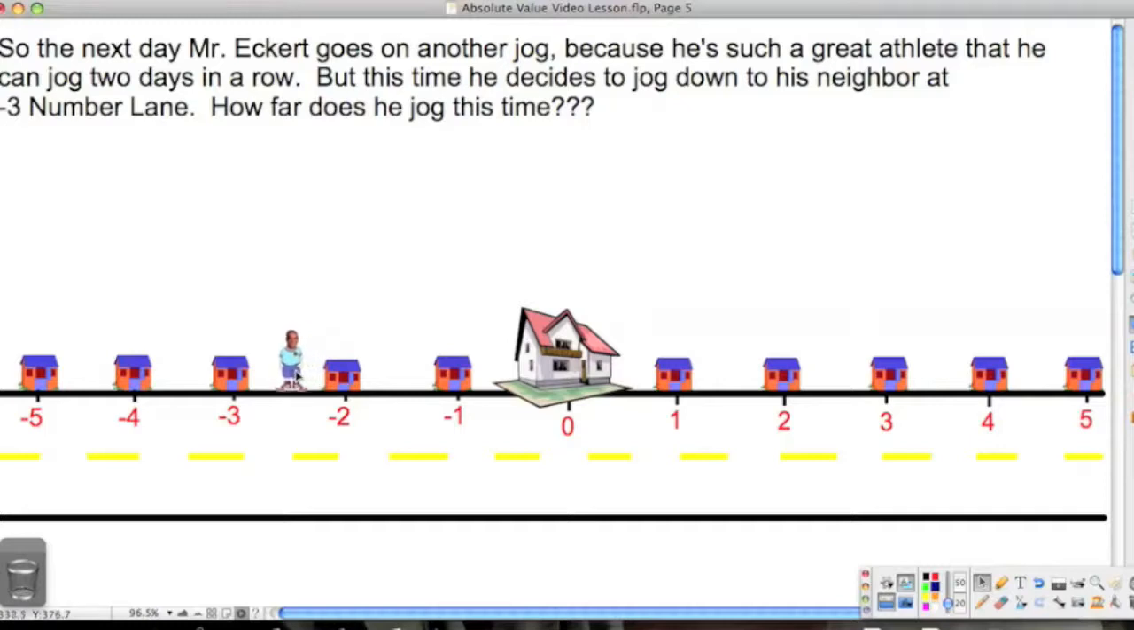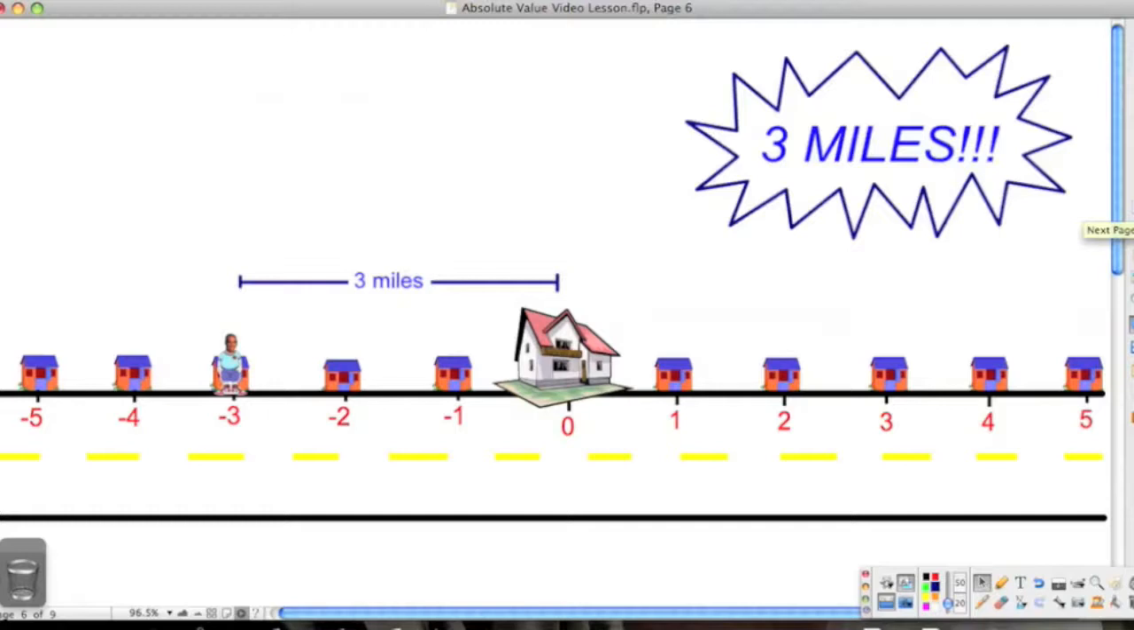And I'm almost there, almost ready for the lemonade. And I stop. So the question is, of course, how far have I jogged? And here we go. Brilliant. 3 miles. And if you can understand that, then you will absolutely understand absolute value.